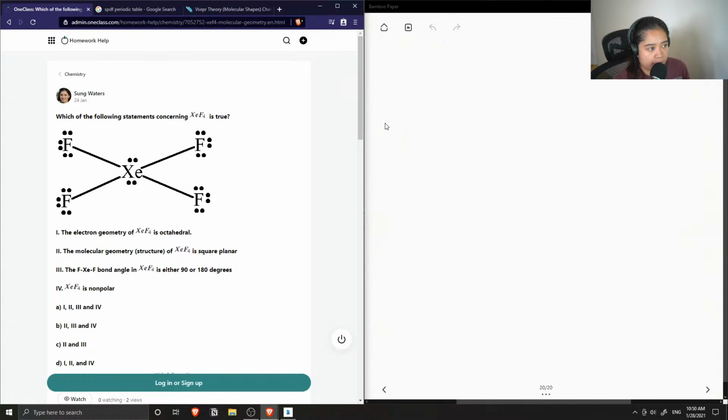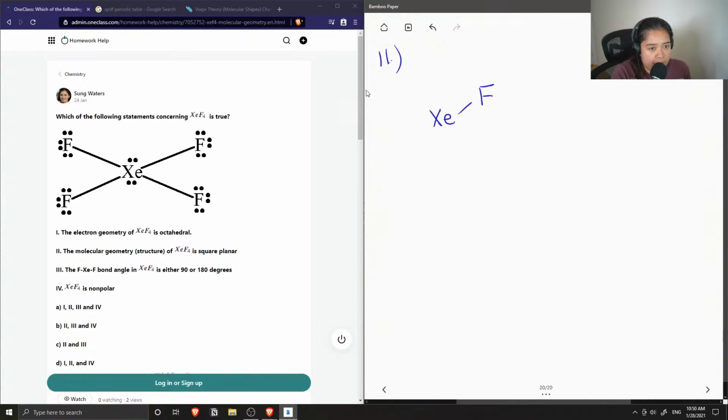Okay, so which of the following statements concerning xenon tetrafluoride is true? They already have the Lewis structure given, so let's write that down as well. We have xenon as our central atom, and then 4 single bonds to these fluorines, and each fluorine has 6 non-bonding electrons. And then the remaining 4 electrons are on the xenon central atom in the form of a lone pair.